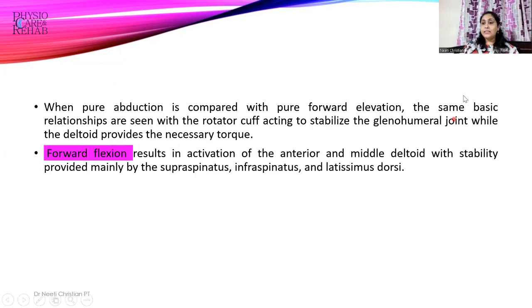So let's see. If we compare abduction with forward flexion, the same basic relationship is seen, with the rotator cuff acting as a stabilizer of the glenohumeral joint, while the deltoid provides the necessary torque. As I said earlier, forward flexion results in activation of the agonist muscles, the anterior and middle deltoid, with stability provided by supraspinatus, infraspinatus, and latissimus dorsi muscle.